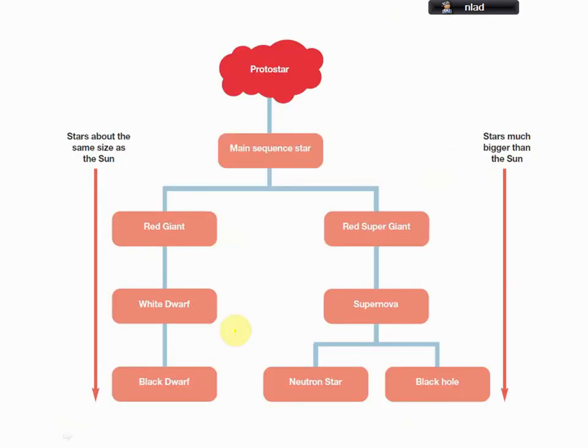Just to go through the process, everything starts as a protostar, dust and gas, and it becomes a main sequence star. If there's a lot of dust and gas, much more than there would have been to make our sun, it goes down this route on the right over here. If it's a similar amount of dust and gas compared to our sun, it goes down this route on the left. After a main sequence star, if it's a low mass like our sun, it goes red giant, white dwarf, black dwarf.